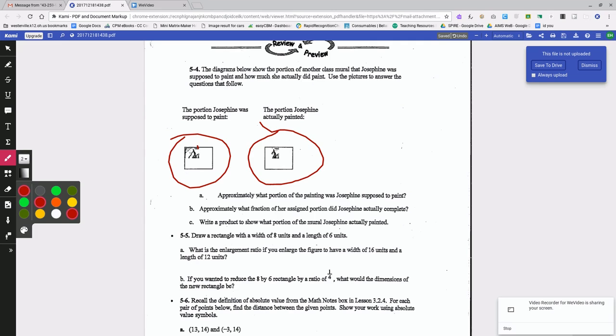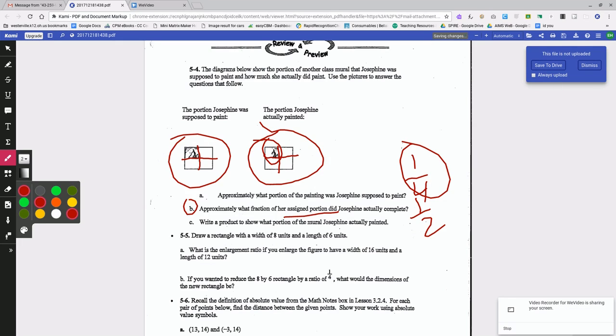And if you can kind of visualize it, a lot of kids in class divide that into fourths, noticing that she was supposed to paint 1/4 or 25% of the picture. Now, question B asks what fraction of her assigned portion, which was the 1/4, did she actually complete? So if we break that back down into our fourth, you can see looking at her one little piece right there that she completed 1/2 of the assigned portion.